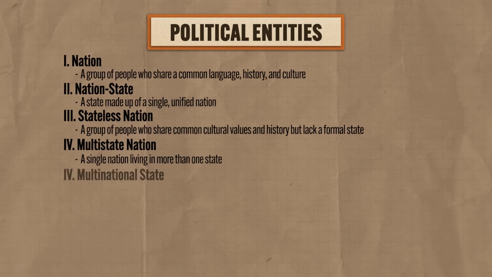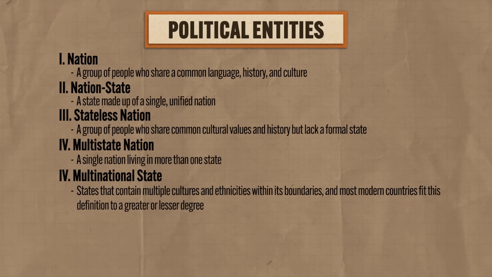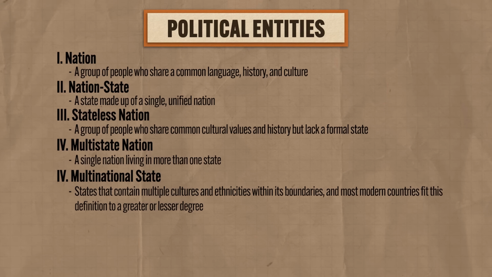But not all multi-state nations are stateless, and here we come back to the Germans. Germans have a state, but German people also live in neighboring states like Austria, making them a multi-state nation also. And then fifth, we have multinational states, which are states that contain multiple cultures and ethnicities within their boundaries, and most modern countries fit this definition to a greater or lesser degree.